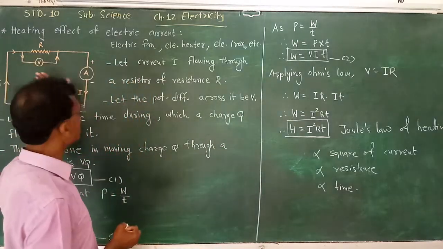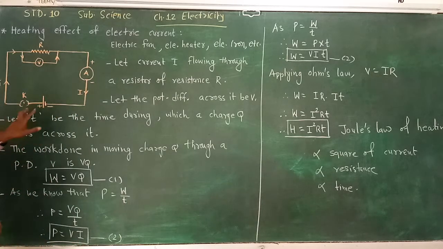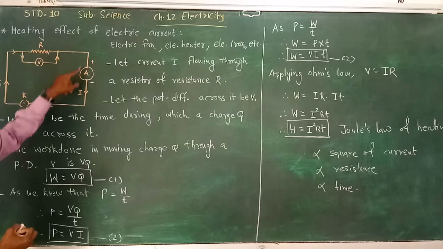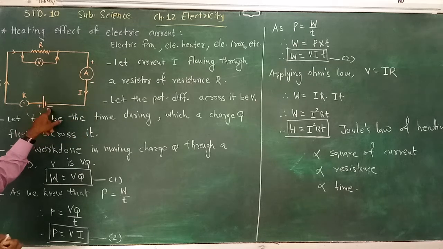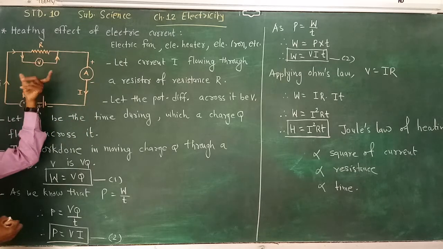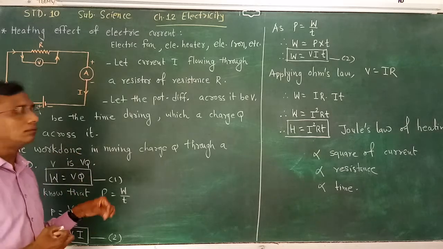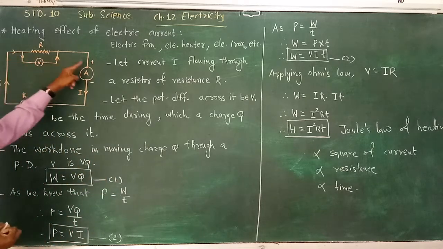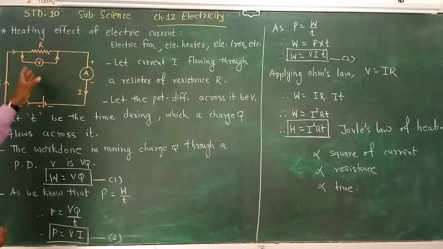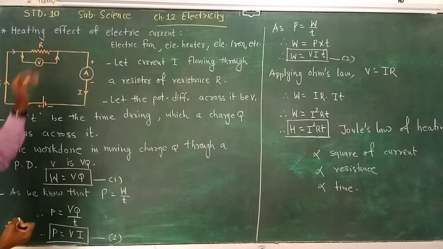Let us consider this circuit here. Here is the battery, with positive terminal and negative terminal, and a simple key connected with the resistance, which is connected with the ammeter, and the ammeter is connected to the battery. Here the voltmeter is connected parallel to the resistance. When the key is on, the current will flow from the positive terminal to the negative terminal, and we obtain the potential difference across the resistor R.